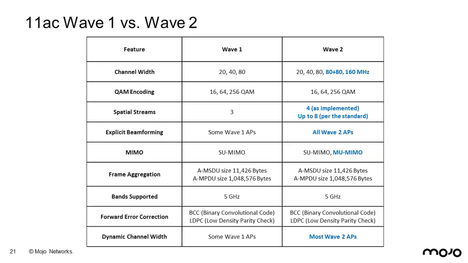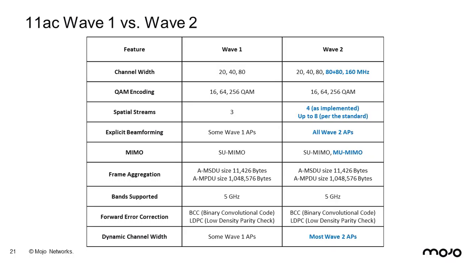Okay, so moving down, QAM is the same, quadrature amplitude modulation encoding. There's no change there. Spatial streams, we see with the wave 2 APs up to 4 spatial streams right now. The spec says up to 8, but you're really not seeing those kind of APs marketed right now. They would have to have at least 8 antennas on the 5 gigahertz, so that would be a pretty wild AP. Large, obviously. Explicit beamforming is required for wave 2 APs.